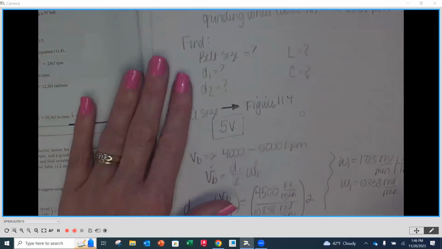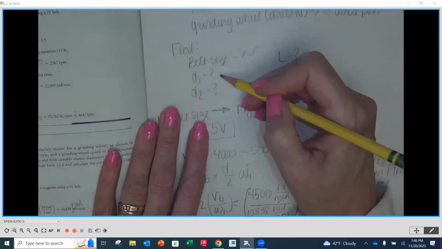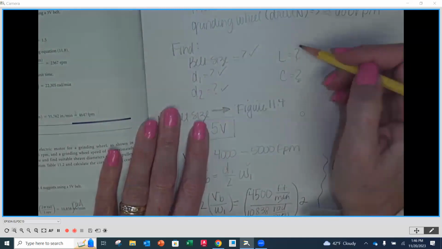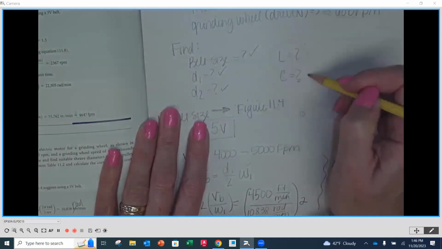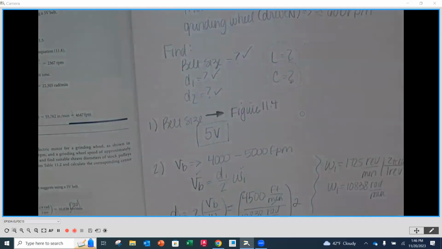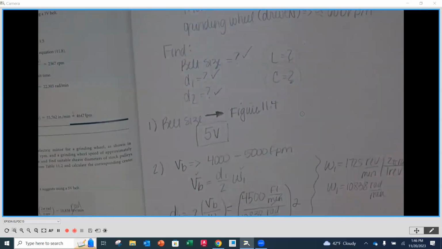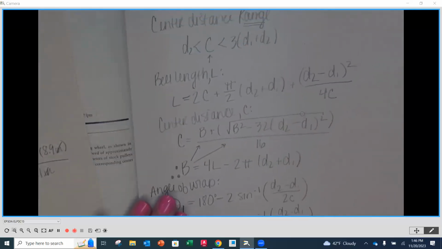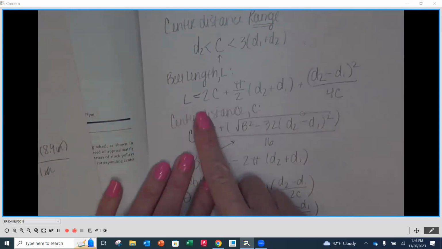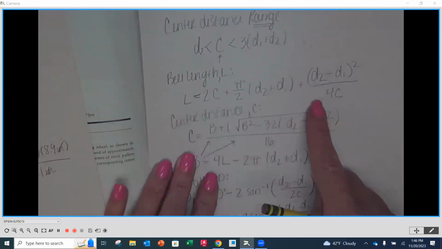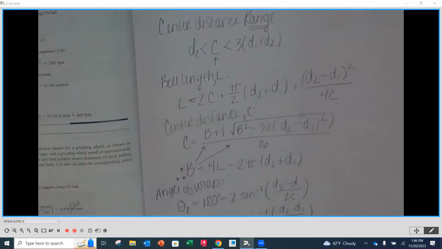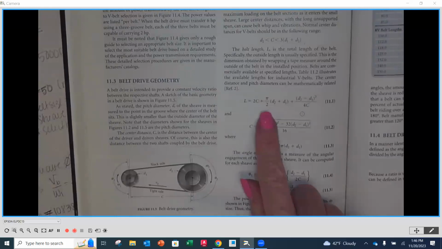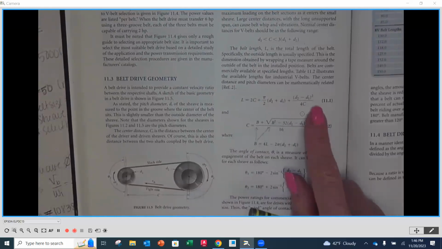As we get back to their process here, we'll see where we're at. We now have our belt size figured out. We did our D1, our D2. Now we're going to be looking at the length of the belt and the center distance. So the length of the belt, you'll notice down here, is going to be this equation right here. You'll also find it on page 304. It's 11.1, that first equation.